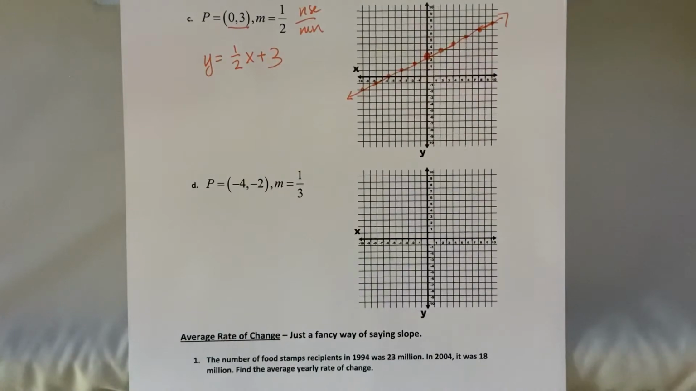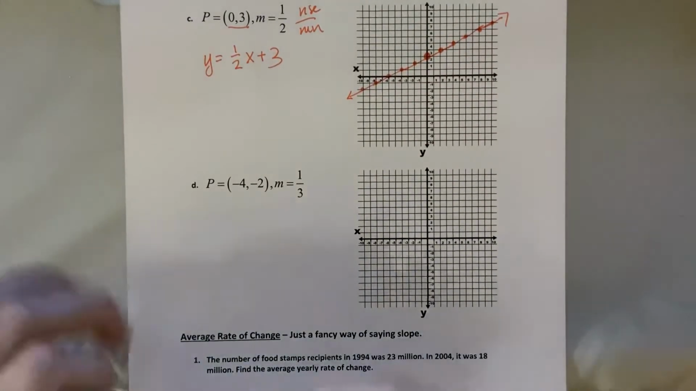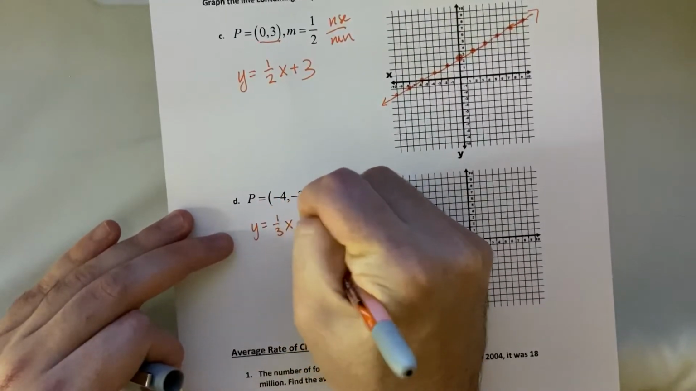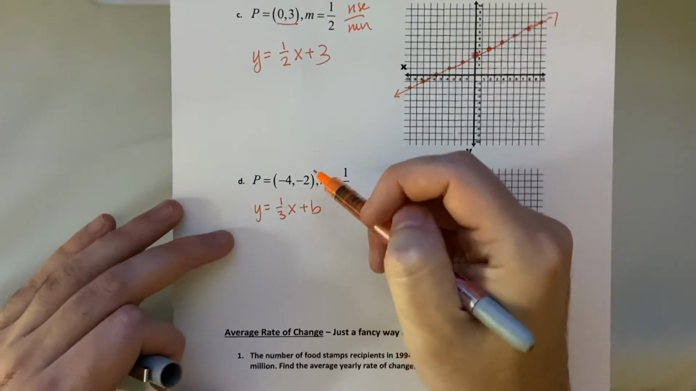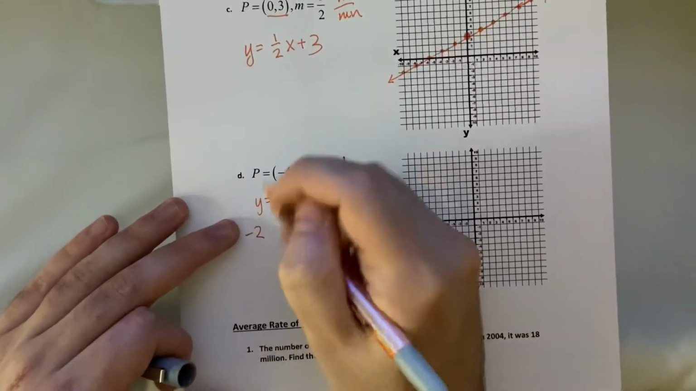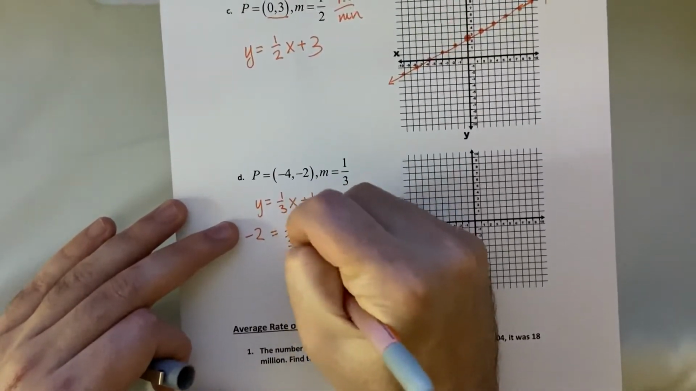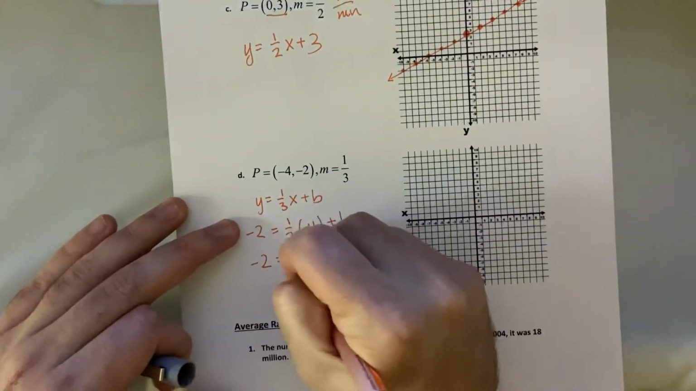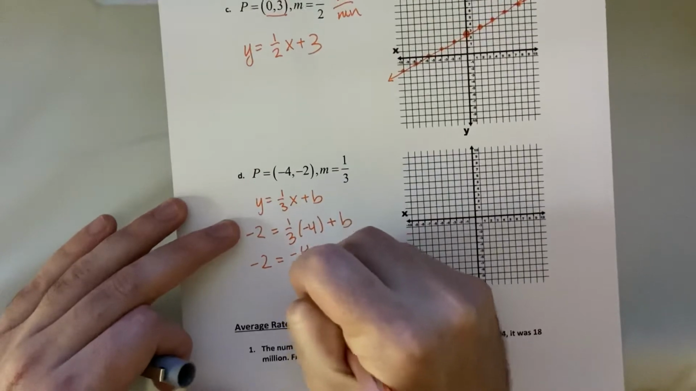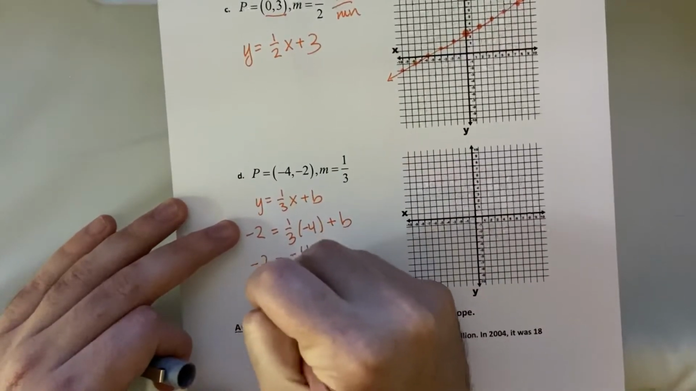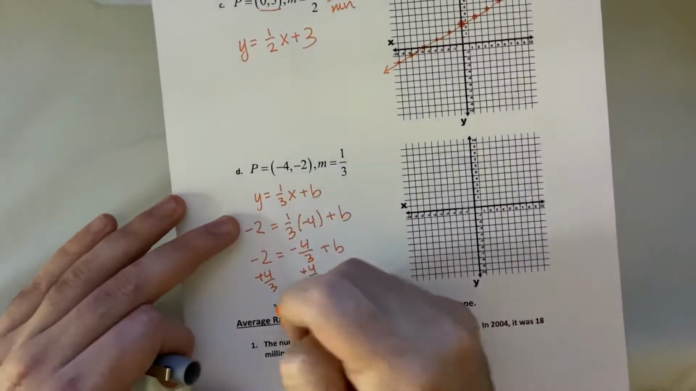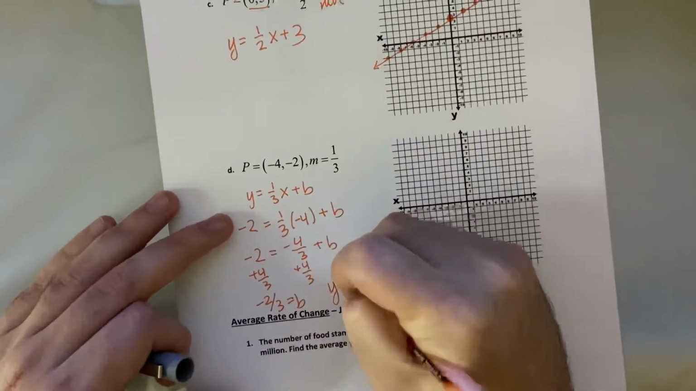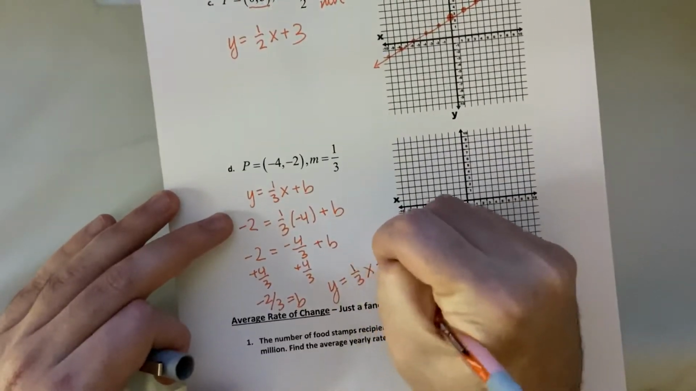So how would you find the equation of the line without that? So we know y equals 1/3 x plus b. We can plug in the point (-4, -2) to get it. So -2, which is y, equals 1/3 of -4 plus b. So -2 equals -4/3 plus b. Add the 4/3. This is -6/3 plus 4/3, which is -2/3. So your total equation is y equals 1/3 x minus 2/3.